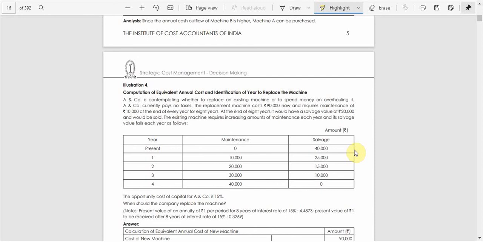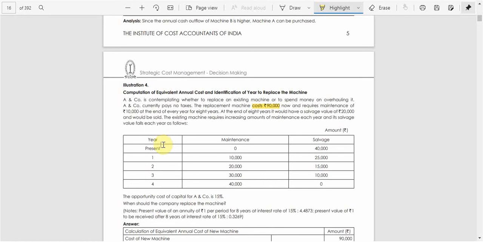And the company currently pays no taxes. The replacement machine cost is 90,000 now. That information is very important. The replacement cost is 90,000 now and requires maintenance of 10,000 at the end of every year for 8 years. At the end of 8 years, it would have a salvage value of 20,000 and it would be sold. The existing machine requires increasing amount of maintenance each year and its salvage value falls each year as follows. So the salvage value will decrease, which is given in the table.